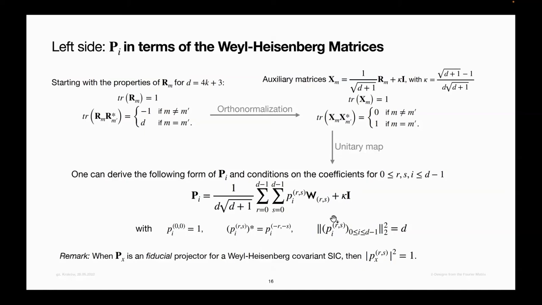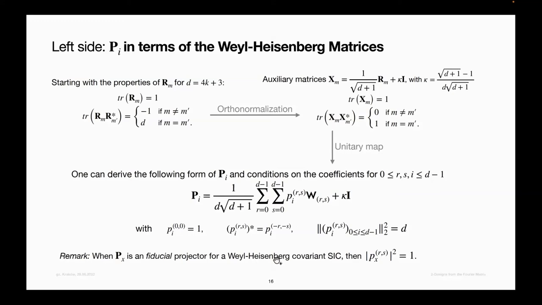And there are these three properties, the first two being rather trivial. The first one is just by taking the trace of this formula. The second one reflects just that the PIs are self-adjoint. But the real interesting property is the last one. The last one says, if you fix the RS for any fixed Weyl-Heisenberg matrix, and you take these coefficients for different projectors, you get a vector which has Euclidean norm D in any case.